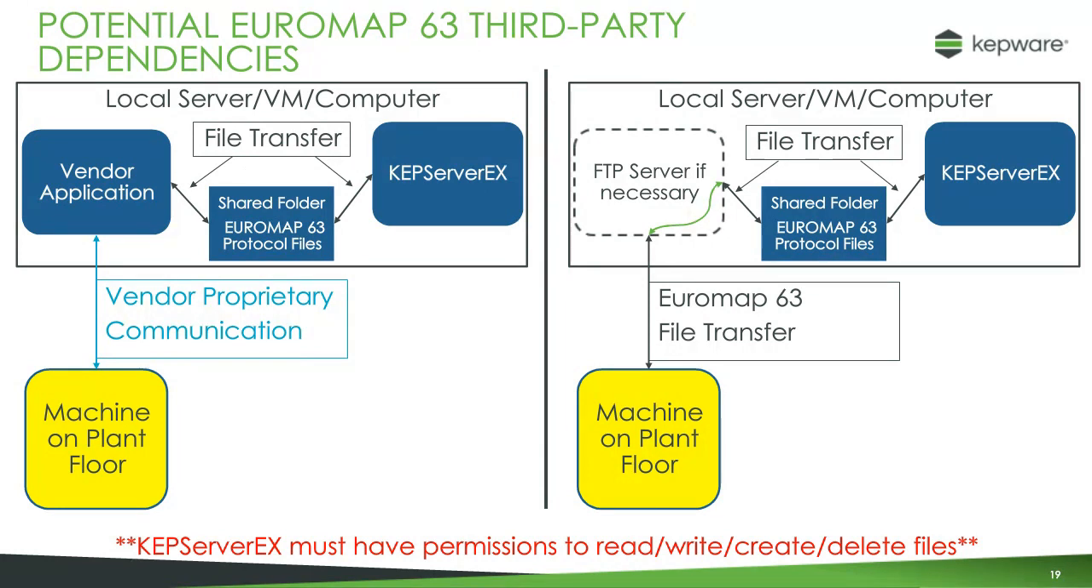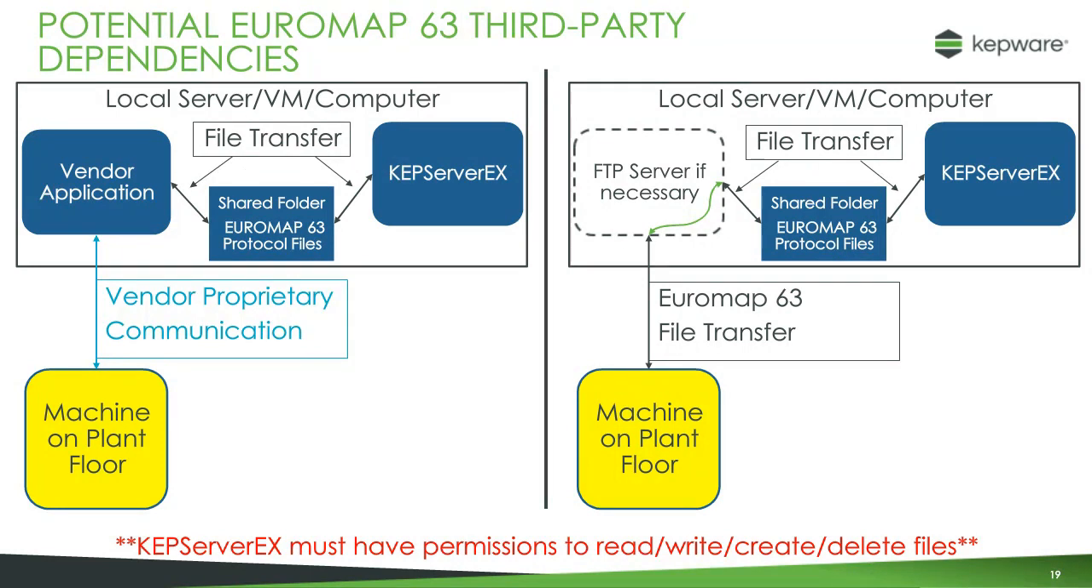On the right-hand side, you see the other archetype, where the machine is natively using the EUROMAP 63 file transfer and putting that into a shared folder that you see in the center. We've seen this with Sumitomo Demag as well as Toyo Metal Machinery. There is one option within this, and specifically for the Demag machines, you see the FTP server if necessary there on the left-hand side of that particular diagram.